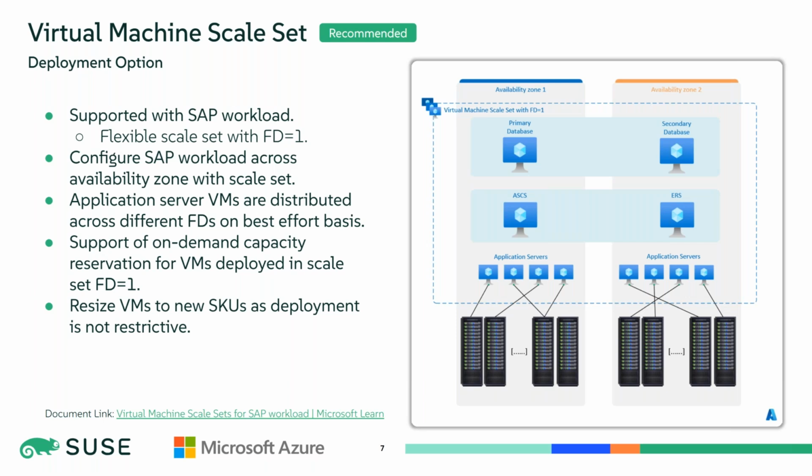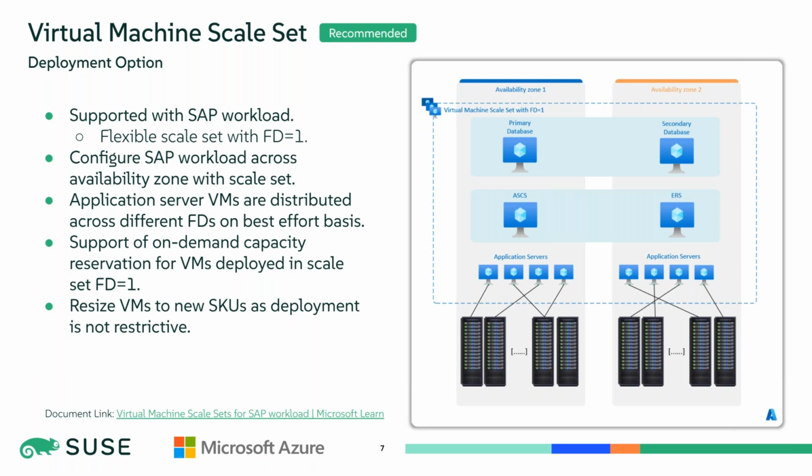What FD equal to 1 signifies doesn't mean that all my VMs in the virtual machine scale set land into a single fault domain. It means that when you define FD equal to 1, the scale set will take care of max spreading of VMs on different fault domains on a best effort basis.